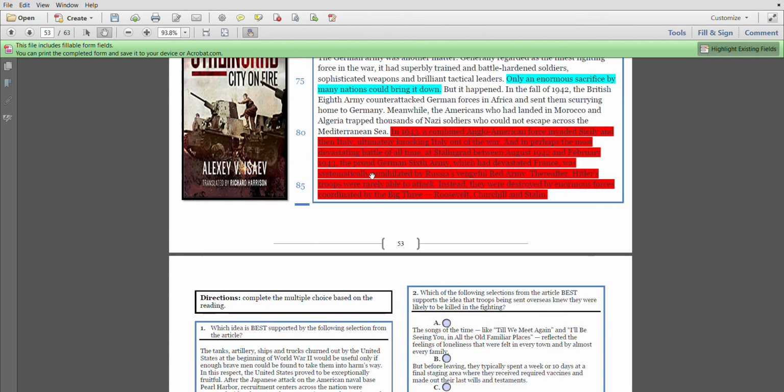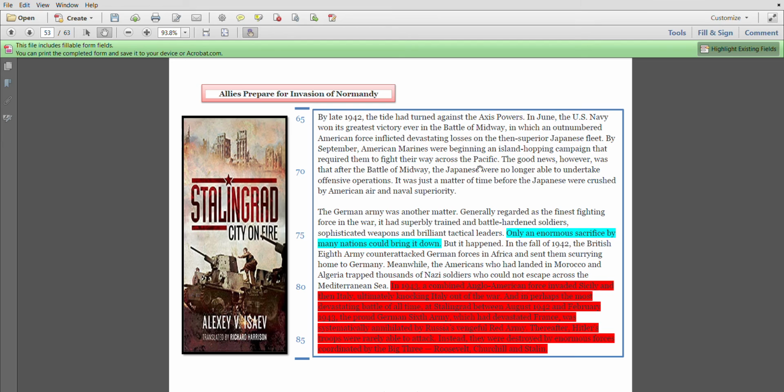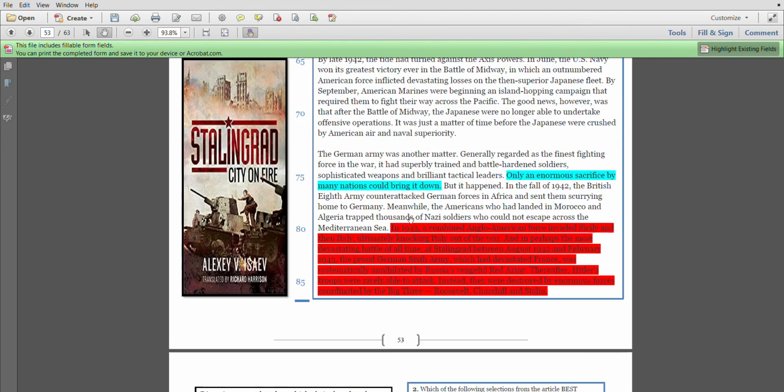All right, this part we read already. So actually, you guys can ignore this. I don't know why this section doesn't have the right text, but I'll look into that.